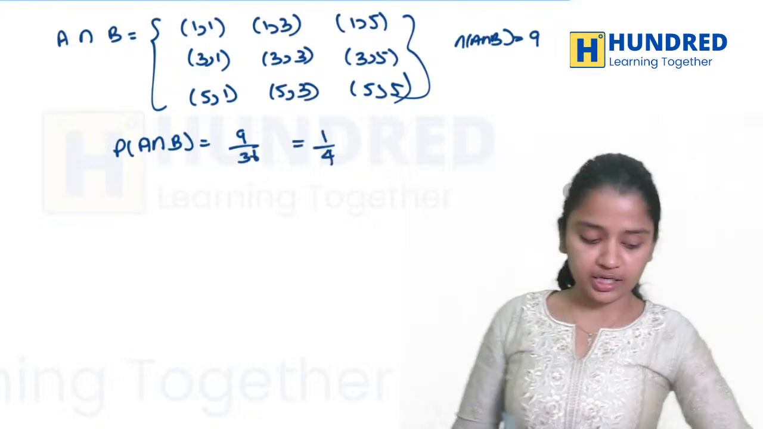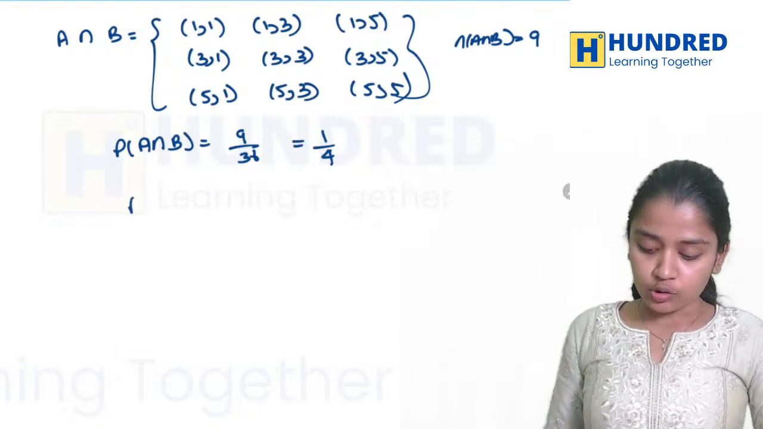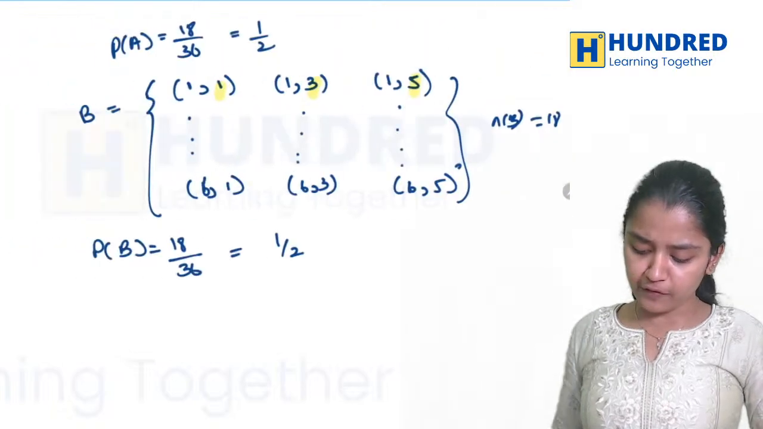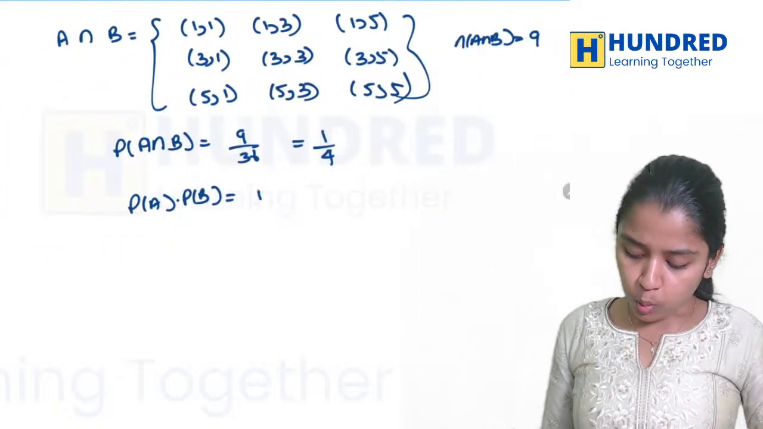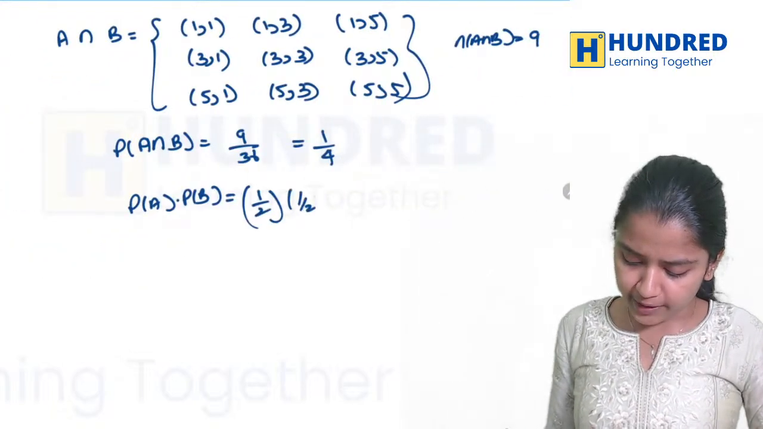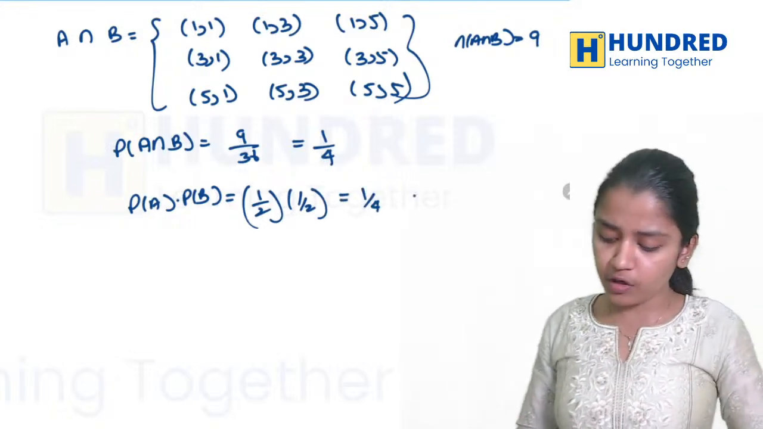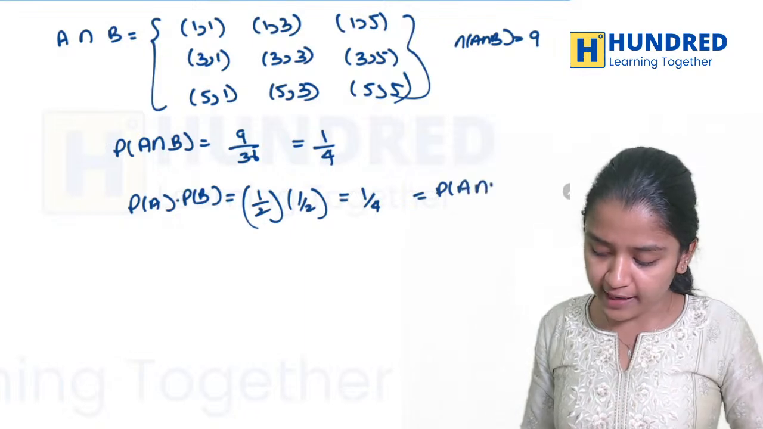Now let us check whether it is independent or not. So adukku P of A into P of B check panikkalam. So P of A into P of B is nothing but 1 by 2 into 1 by 2, which is nothing but 1 by 4. Okay, so what is my 1 by 4? Which is basically P of A intersection B.